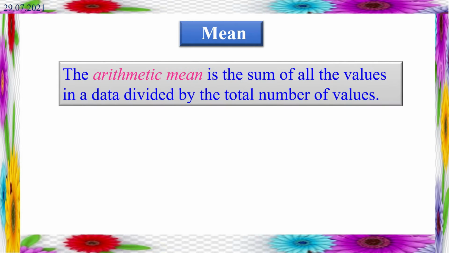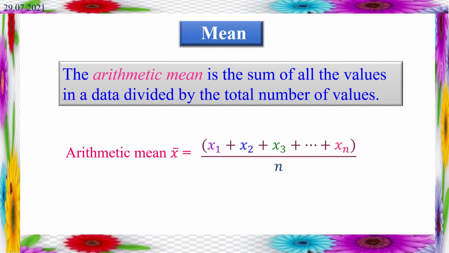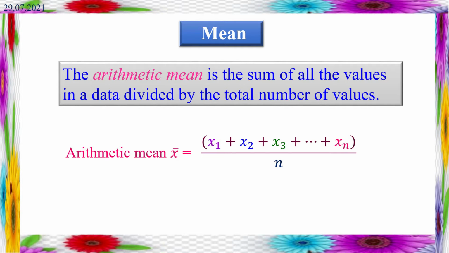Mean, which is the first central tendency. The arithmetic mean is the sum of all the values in your data divided by the total number of values. Here, arithmetic mean can be represented as x bar. X bar is nothing but x1 plus x2 plus x3 up to xn divided by n. Here, x1, x2, x3 are data which we collected and n refers to number of data. This can be shortly written as sigma x by n.